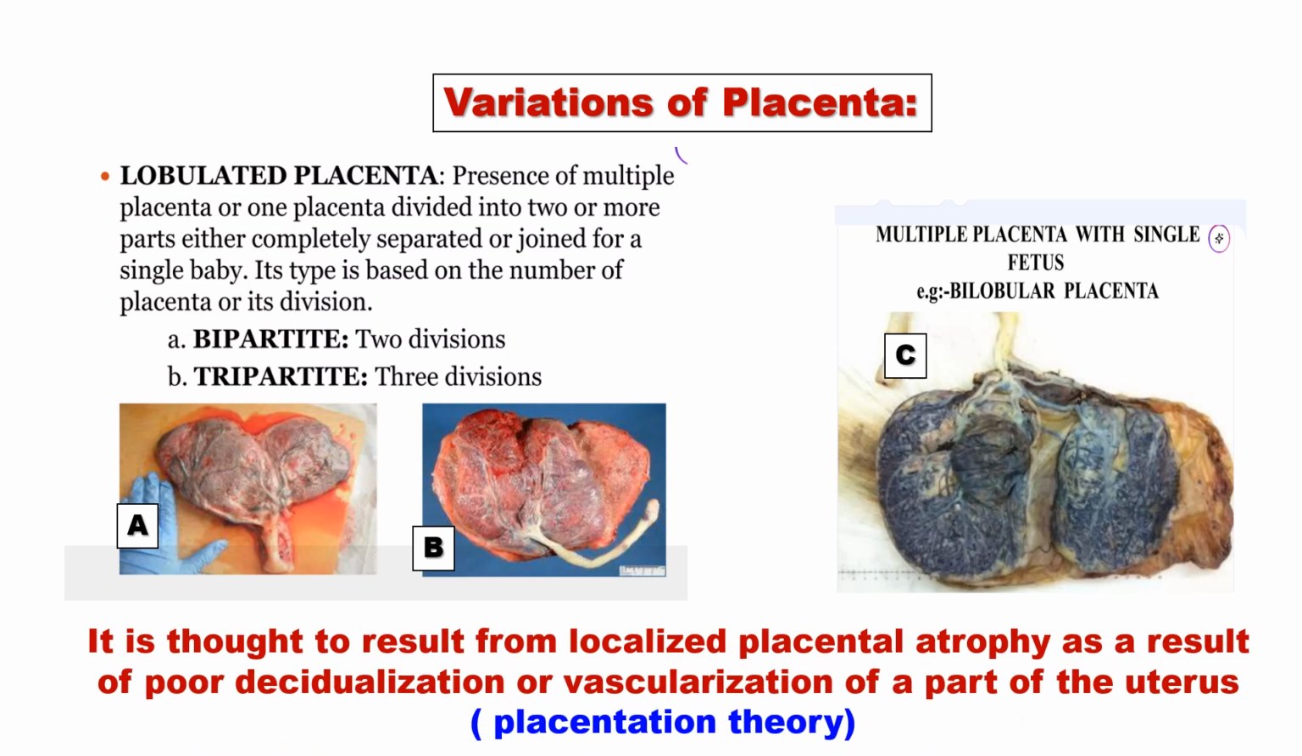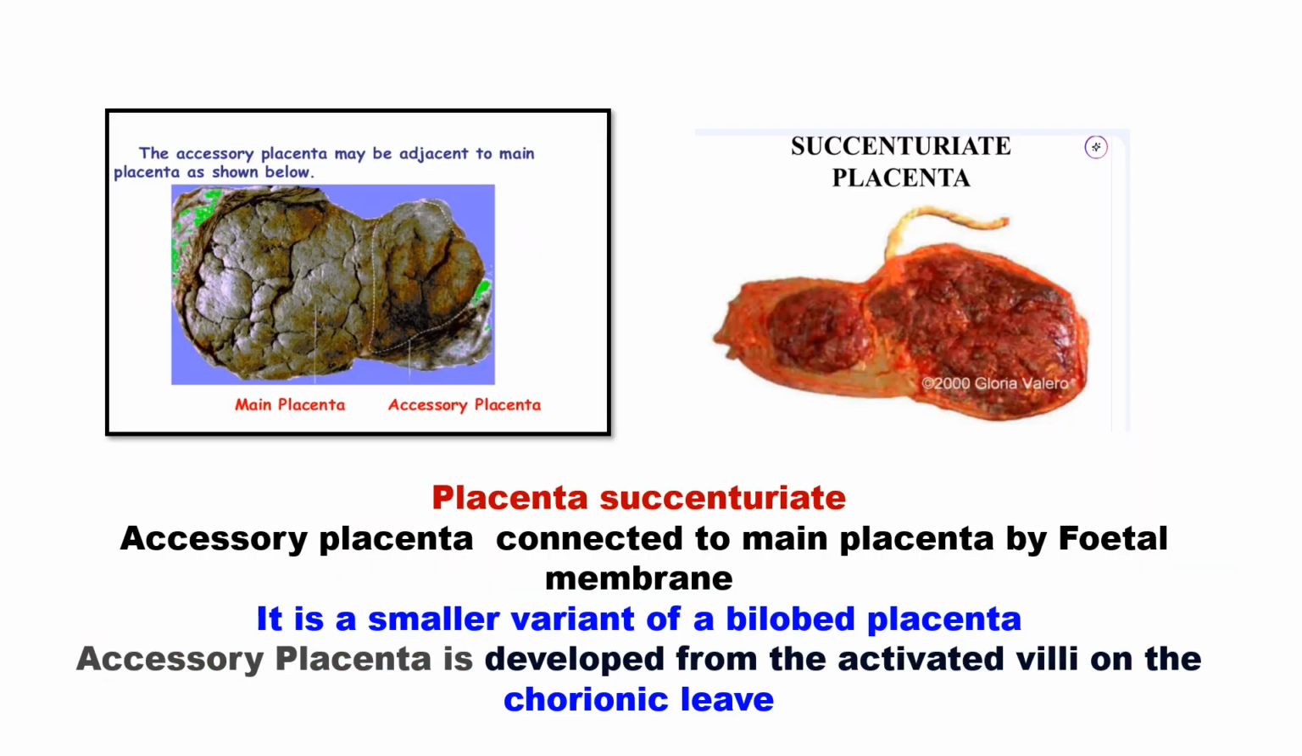It is thought to result from localized placental atrophy as a result of poor deciduation or vascularization of the part of the uterus which presents the placental theory, which leads to various variations of the placenta: biparate, triparate, or bilobular. Placenta succenturiata or accessory placenta is connected to the main placenta by fetal membranes. It is a smaller variation of bilobed placenta. Accessory placenta is developed from activated villi on the chorion laeve.